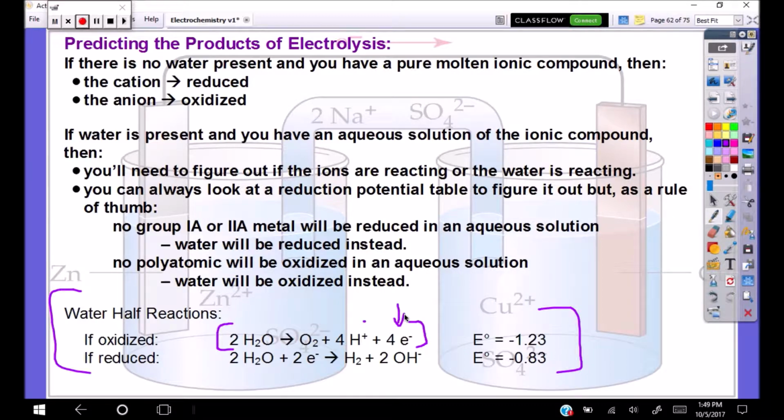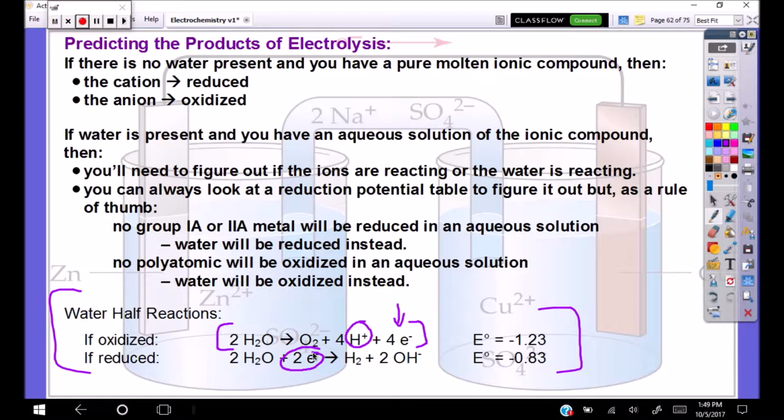We also see that our H now has a charge. If we lost electrons, we become positive. So that's how we know that this one is for the oxidation reaction. If we're looking here on the reduction one, we see electrons on the reactant side, meaning that they're being gained.